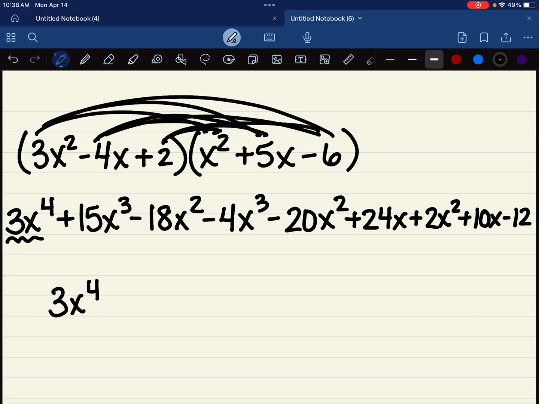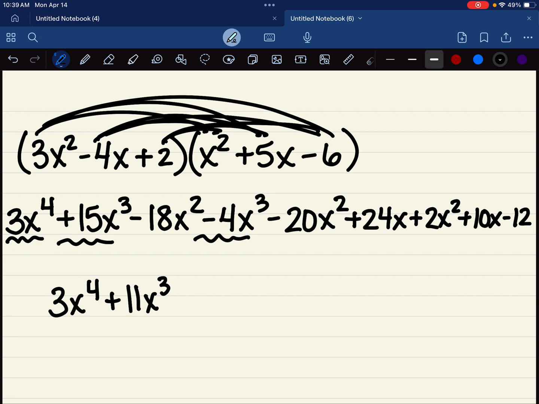Then Alice, go ahead and tell me what's the next like terms I should add. 15x and 4x. Okay, what's 15x plus negative 4x? Or minus 4x? 11. 11x to the what power? What I just had, you guys? Third. X to the 3rd. So remember when we add, it stays the same.